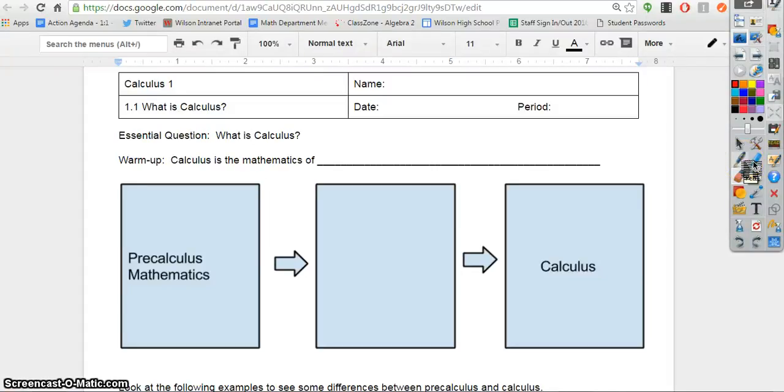This is section 1.1. Really short section, so I'm going to try to attach 1.2a with this. Okay. Calculus is the mathematics of change. Between pre-calc and calculus, there are what we call limits of functions. And we'll define limits as we start going through here.